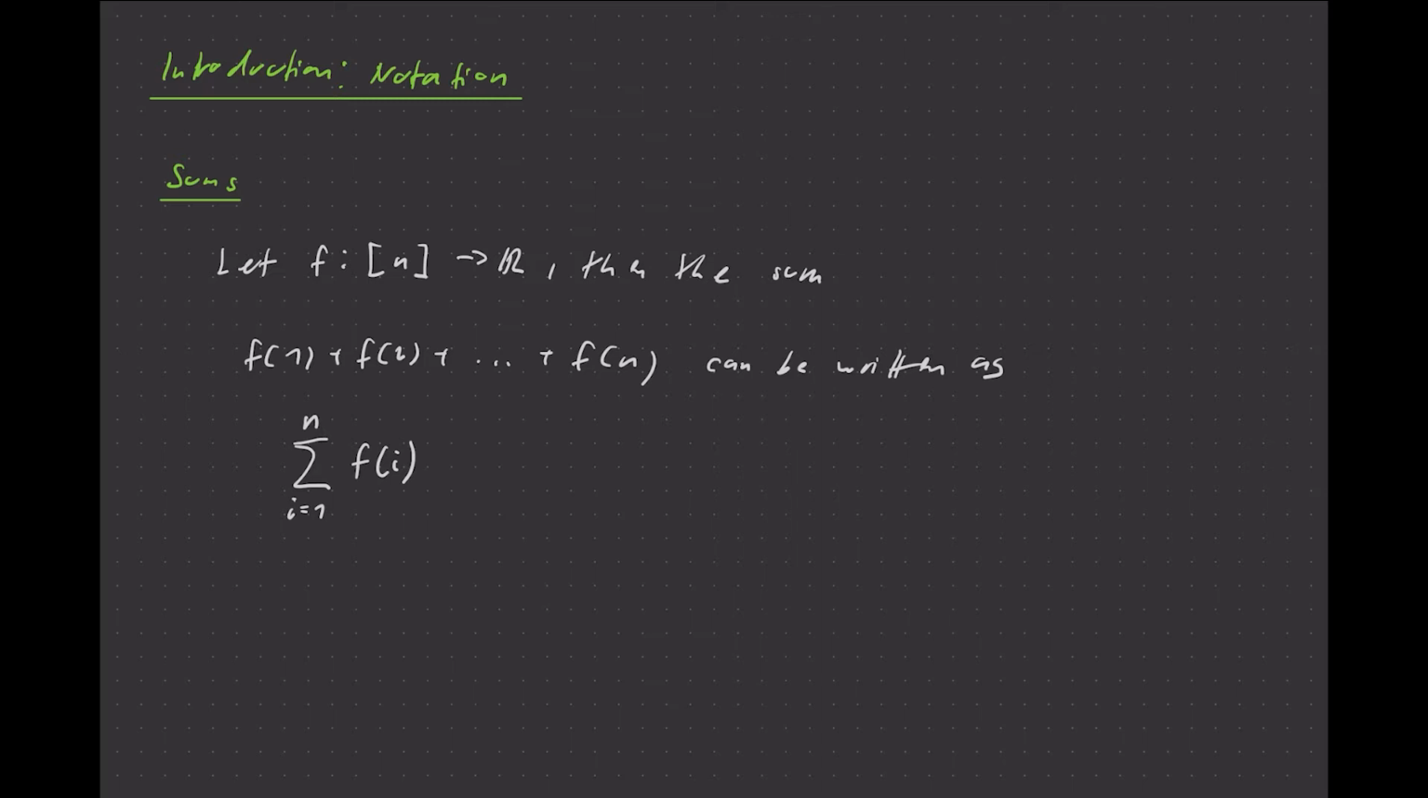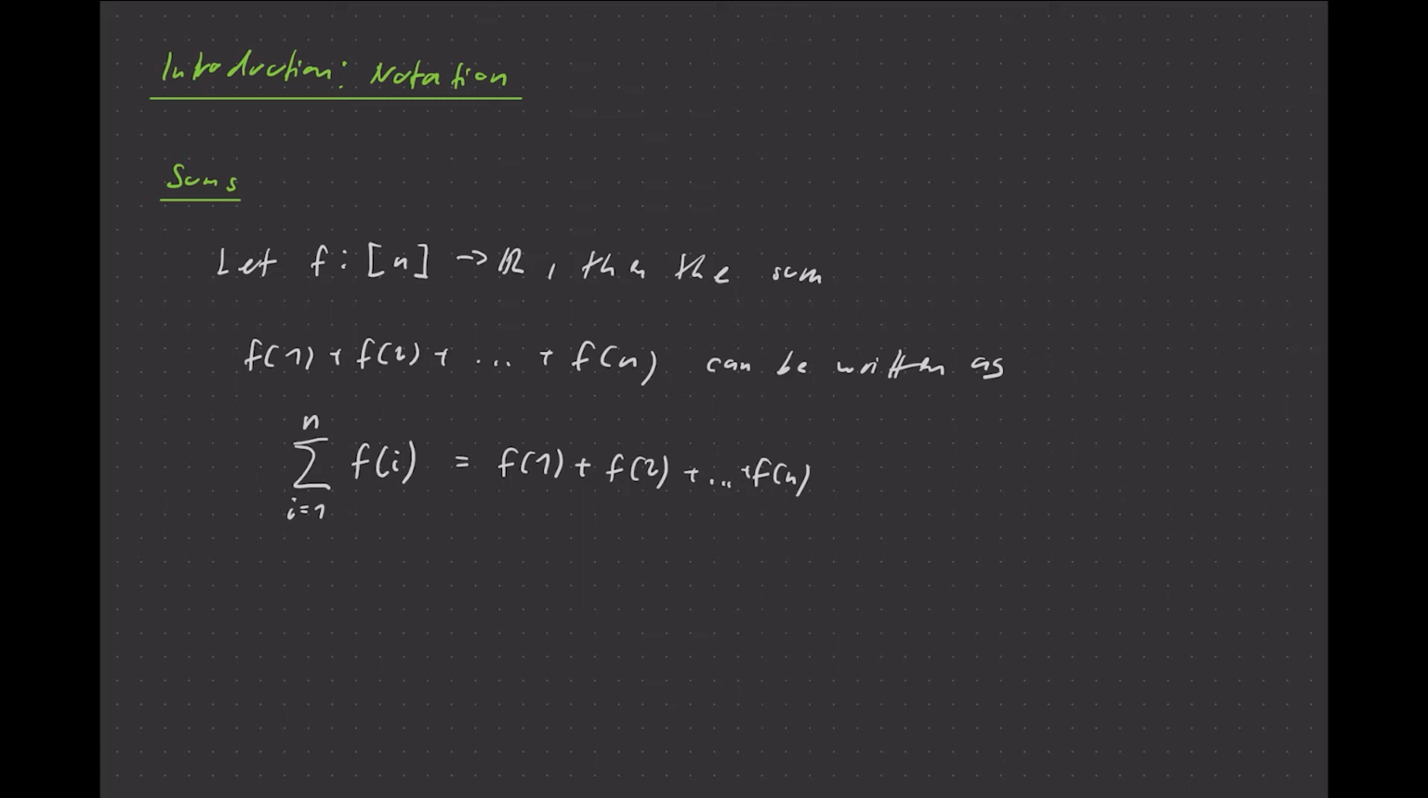So what that means is we start with the lower bound. We evaluate what is next to that sigma sign for the value 1 of i in this case, or the lower bound in general. So this is f of 1. Then we increase i by 1. We evaluate the next summand, so that would be f of 2, and so on. And we do this until we get to the upper bound, which is n in this case.